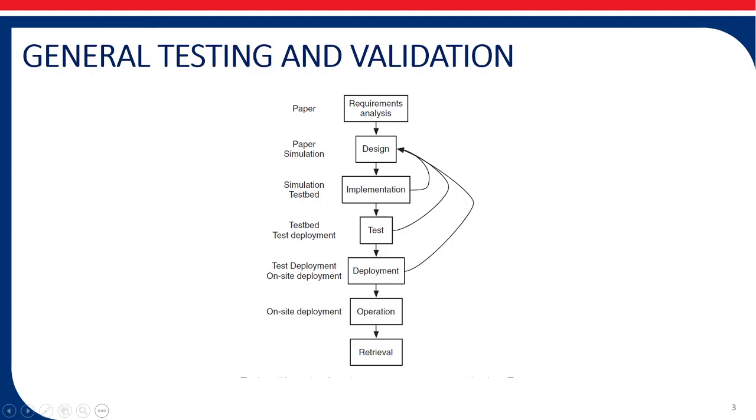The figure shows the generalized test life cycle of general testing and validation. Here the first step is requirement analysis. It means where you are deploying the network, you have to determine the various parameters, do the requirement analysis, and do the paperwork on that.